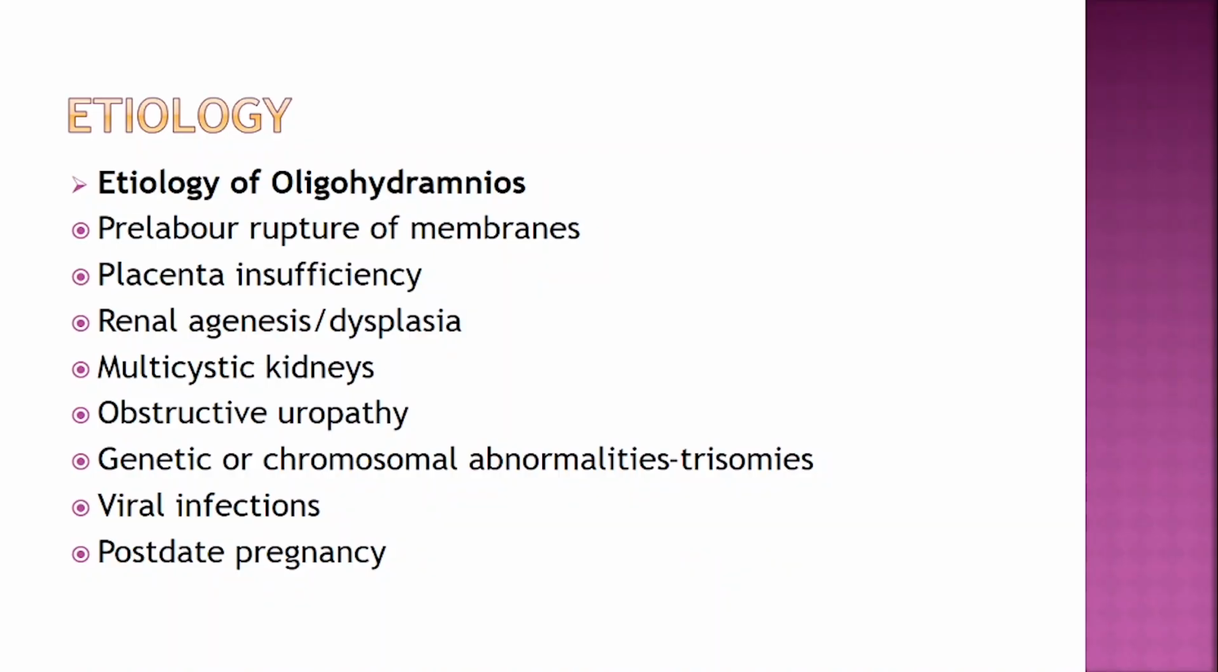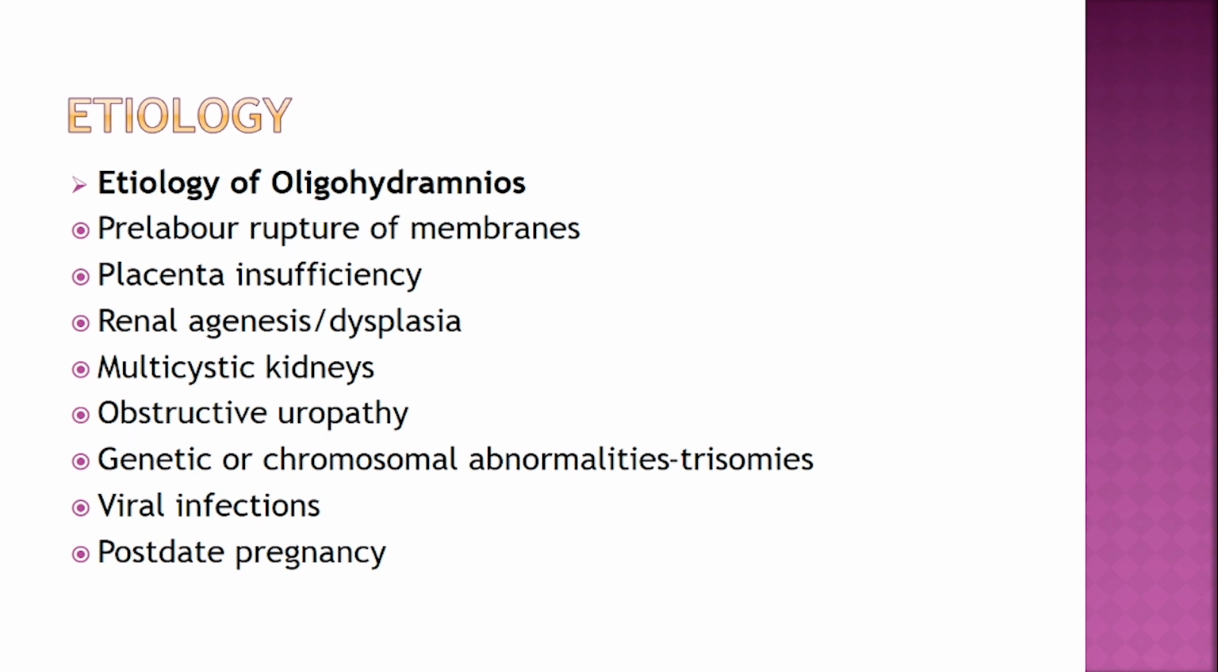Etiology of oligohydramnios: pre-labor rupture of membranes. When a woman presents with oligohydramnios, the first thing to rule out is whether the membranes have ruptured or not. Because once the membrane is ruptured, the amniotic fluid will leak, and that will lead to a reduction in the amniotic fluid volume. Another important etiology of oligohydramnios is placental insufficiency, renal agenesis and dysplasia.